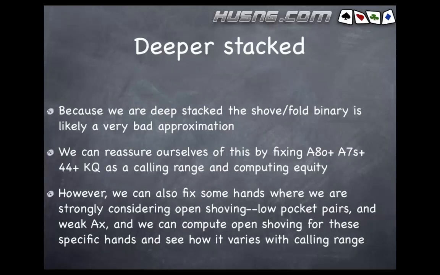Because we're deeper stacked, the shove-fold binary is already kind of a bad approximation. And we can reassure ourselves of this by fixing ace-8 offsuit plus, A7 suited, pocket fours plus, king-queen as a calling range, just computing our equity. We can just see what the equities look like, just to get a sense that we probably shouldn't be open shoving ace-king.